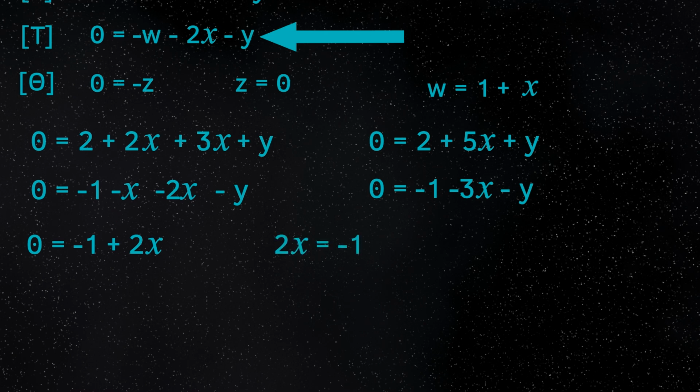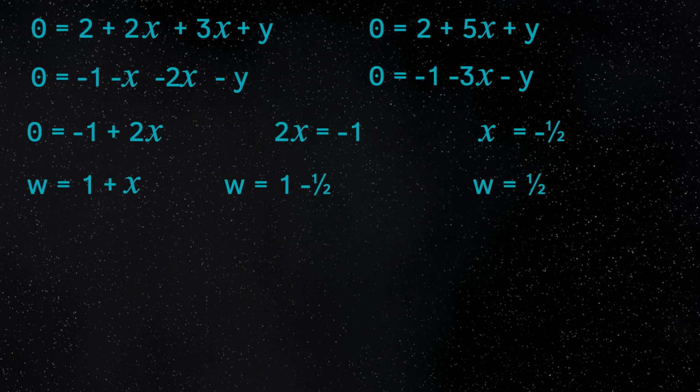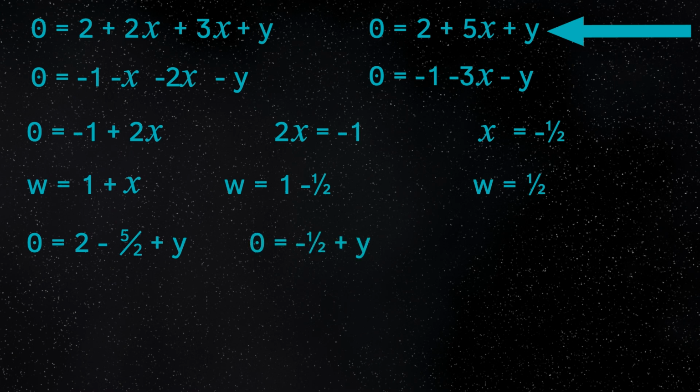So 2x equals minus 1, so x equals minus a half. W is 1 plus x, so w is 1 minus a half, so w is a half. And substituting x into this equation, we get 0 equals 2 minus 5 over 2 plus y. And that gives us 0 equals minus a half plus y, and so y is a half.